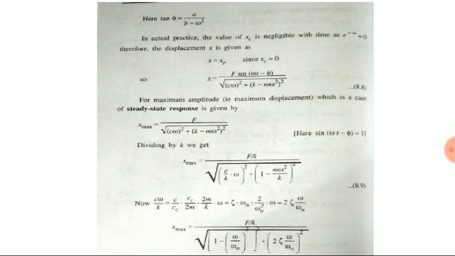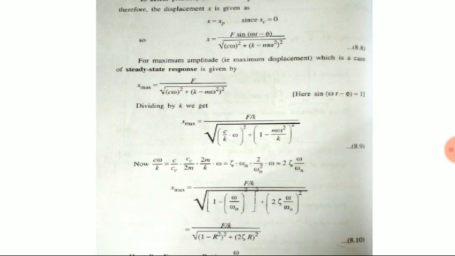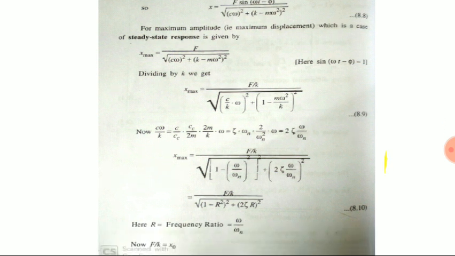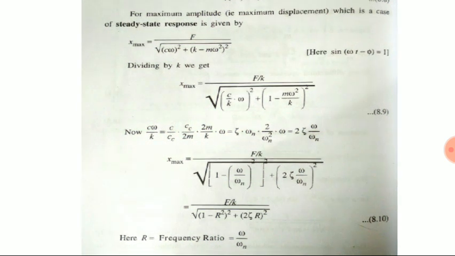Then we divide the term by k. So F by k by square root of c by k into omega whole square plus 1 minus m omega square by k whole square. Here you can see the c omega by k term. We write c omega by k as c by cc into cc by 2m into 2m by k into omega. You can see c cancels, m cancels, 2 cancels, so finally you get c omega by k itself.